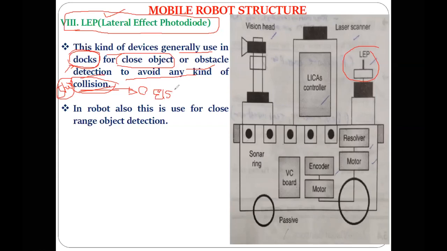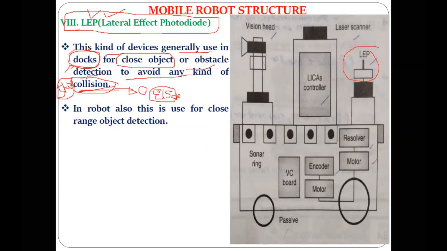Collision means a hit, a crash. Now we saw here that sonar rings and many other devices are also used for obstacle detection, but sometimes it might happen that a longer distance object gets detected with the help of sonar rings and other devices like the laser scanner, etc. But some close objects or obstacles which are very close to the ship might not be possible to detect with such other devices, where this kind of LEP, lateral effect photodiodes, are utilized.